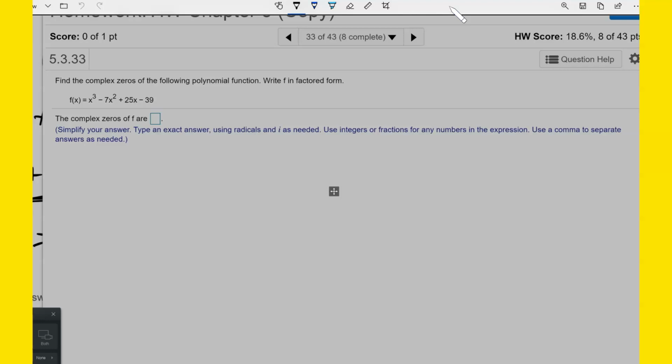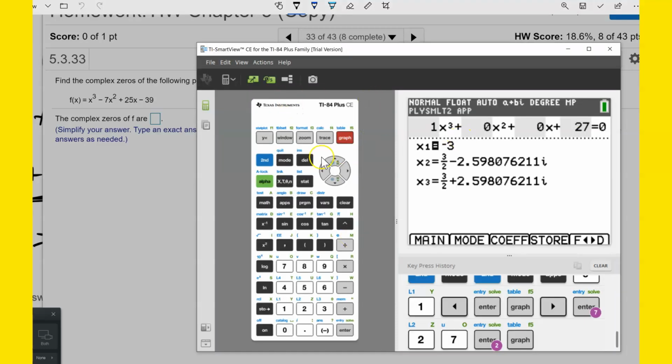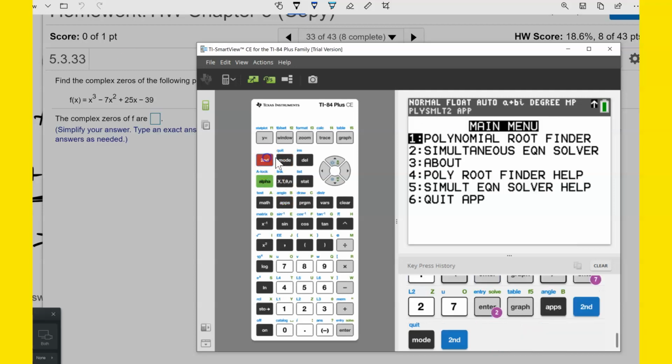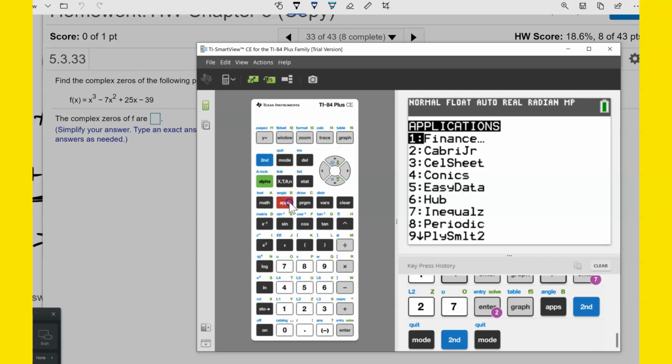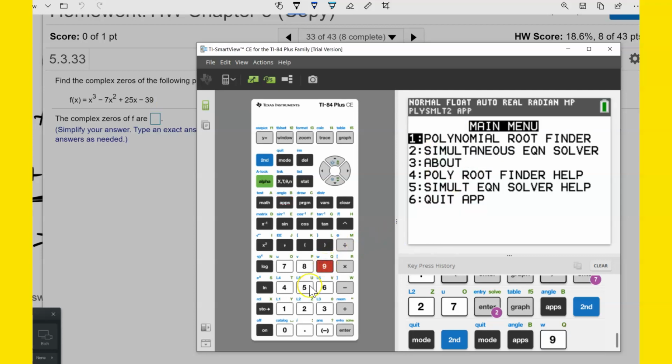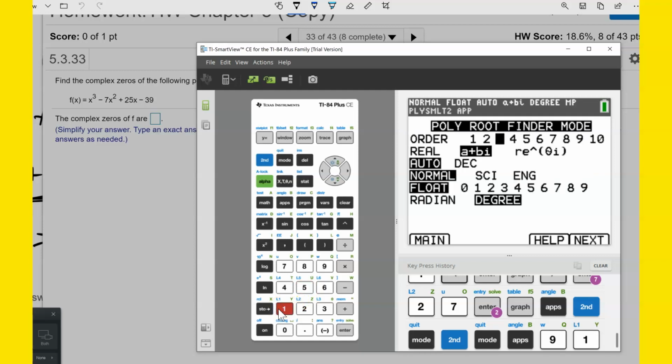Finding the complex zeros. So what would I do to solve this one? Again, I can go to the calculator and I can either do it in my graph or do it in my app. I think I'm probably going to prefer to do it in the app. So let me just start back over with the app. I click apps, I click option 9, well, it might not be option 9 for you, but on my calculator it's option 9 for PolySimult. I'm going to click option 1 for polynomial root finder.